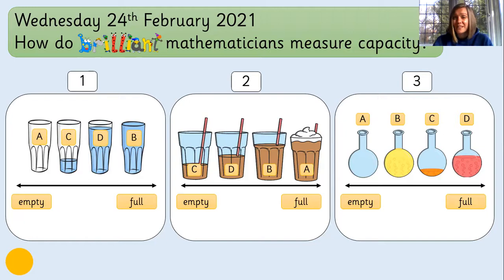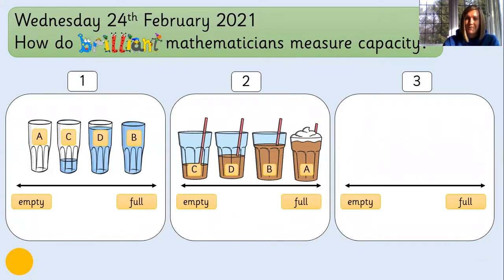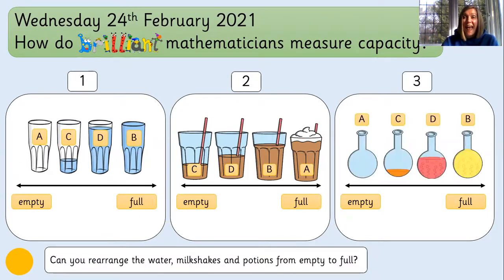And the last one we had to solve was our potion bottles. So we had to have a look to see what order we would have to put our potions in. So we started with A, then C, then D, and B was the one that was full to the top of the circle part of that container. So well done if you got the order A, C, D, and B.